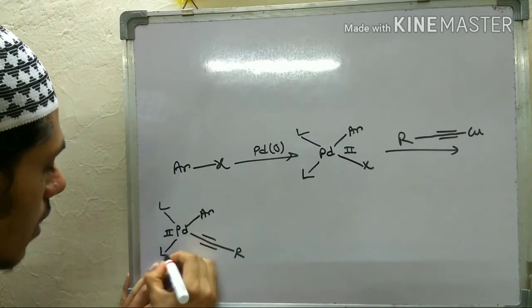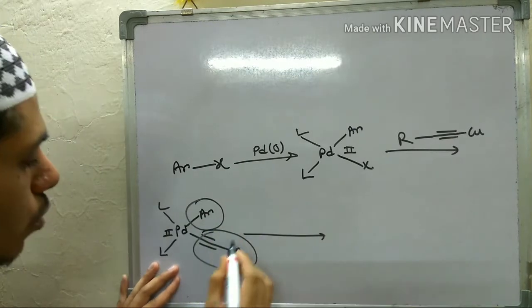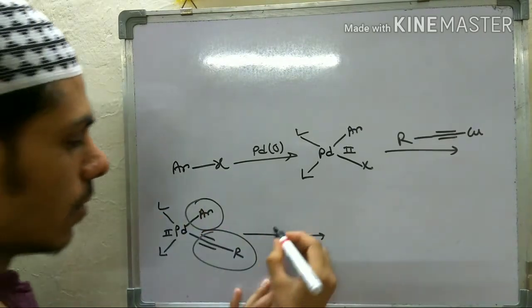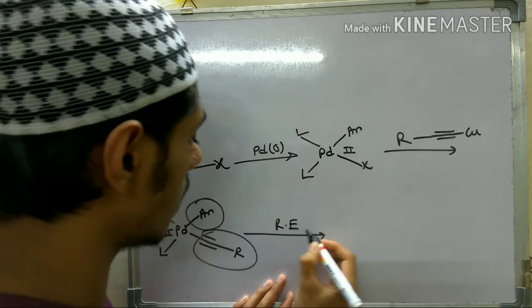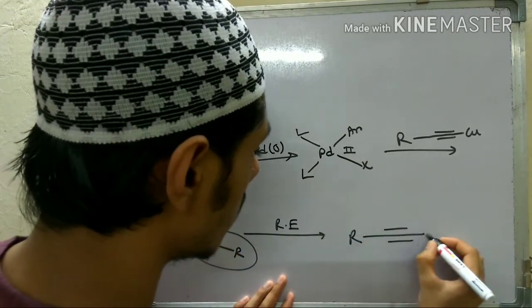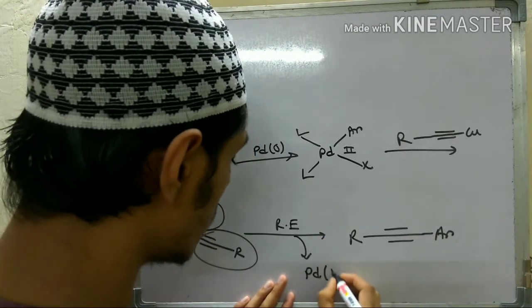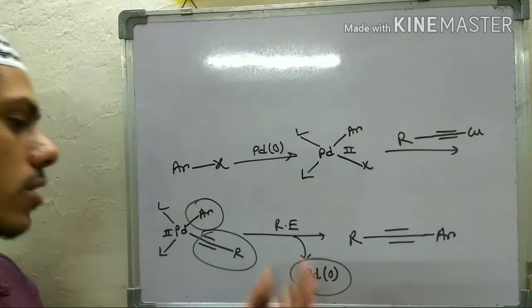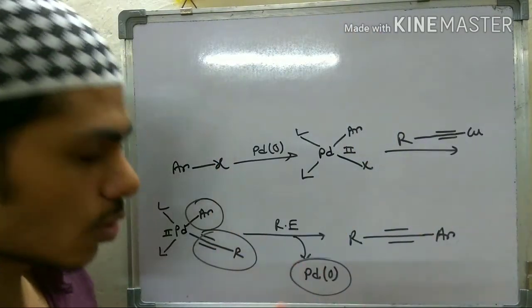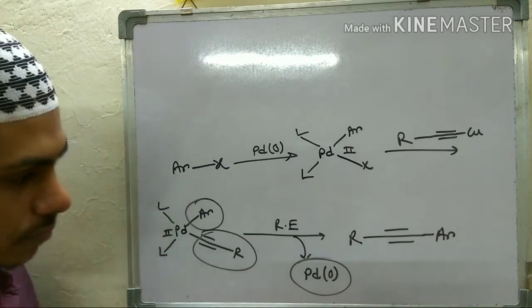Two other ligands are there, and now you can see this group and this group can undergo reductive elimination. This is the step of reductive elimination. If reductive elimination occurs, you will get this compound, and again palladium 0 is recovered. So it is a true catalyst because at the end of the reaction the palladium 0 is recovered. This is the mechanism of the Sonogashira coupling.